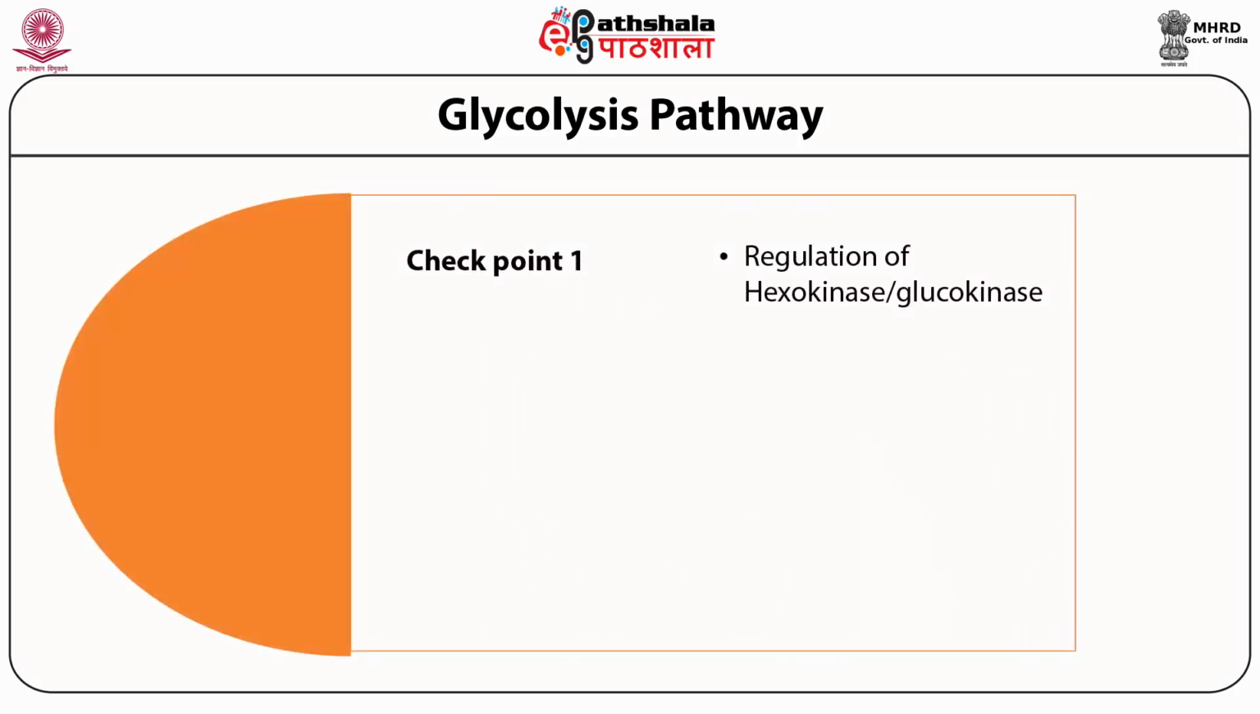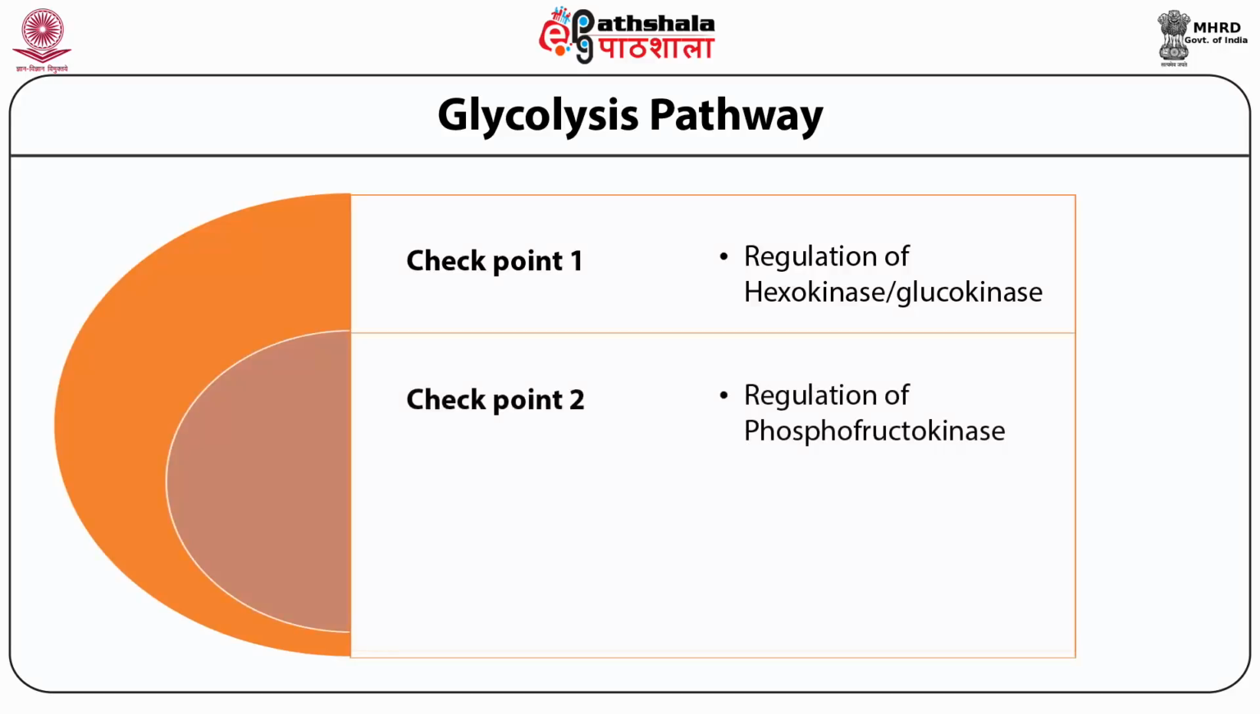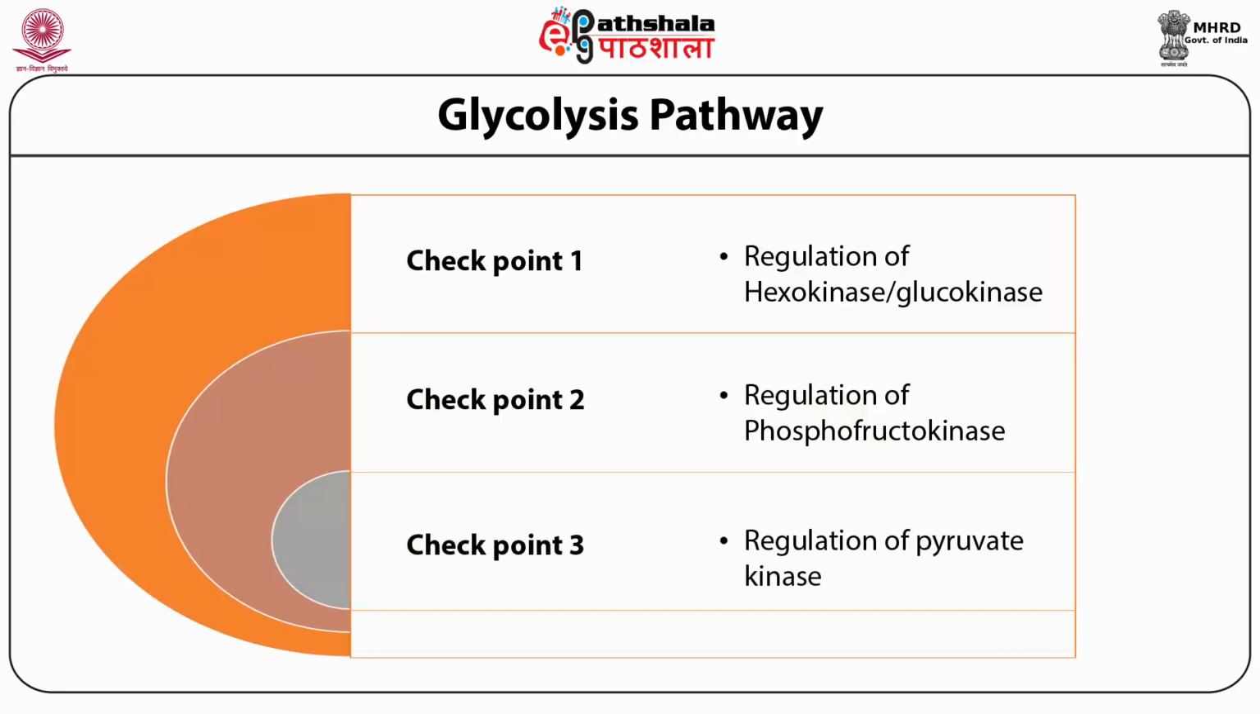Checkpoint 1, that is hexokinase, which can be regulated. Checkpoint 2, that is phosphofructokinase, which is also regulated. And checkpoint 3, pyruvate kinase. These enzymes all catalyze irreversible reactions, so their regulation affects the overall glycolysis process.